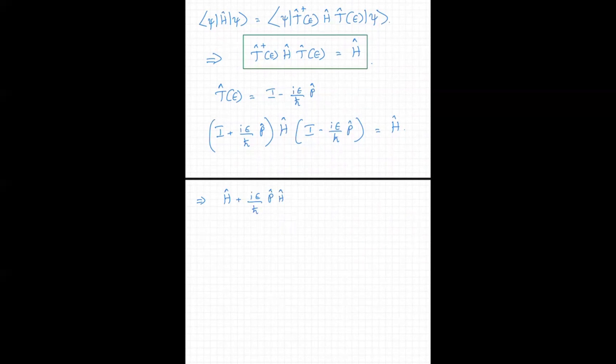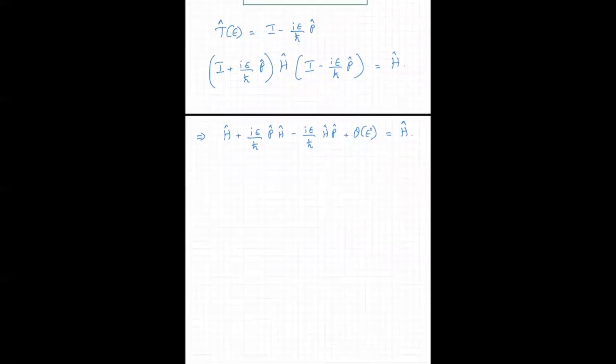The third term would be p multiplying h multiplying the second p, but that will be a term proportional to epsilon squared. So I will safely neglect it because I'm only working to order epsilon. The only other term would be I multiplying h multiplying minus I epsilon over h bar p. So that would be minus I epsilon over h bar, this time h times p, plus terms of order epsilon squared that I will neglect. And this has to be equal to h on the right.